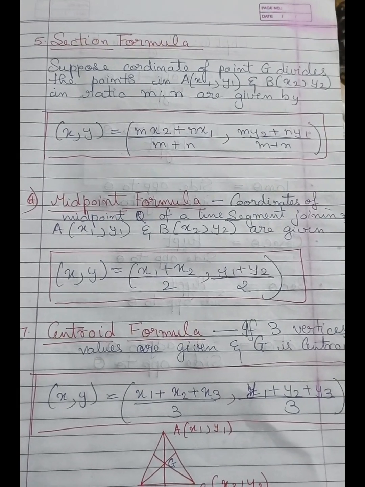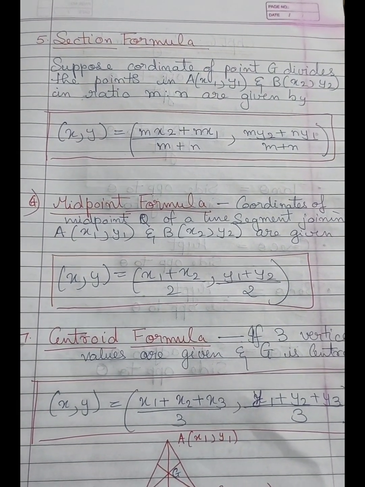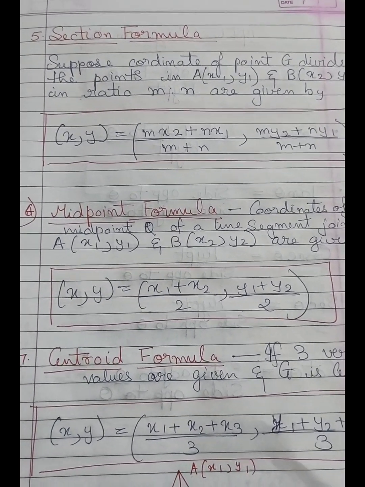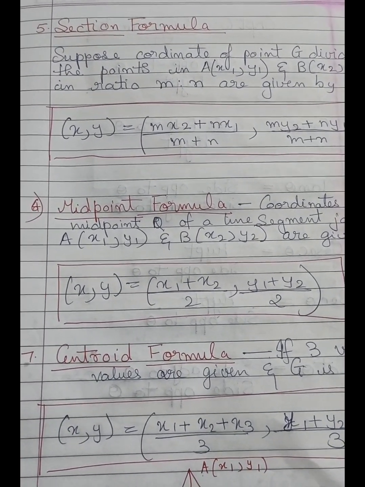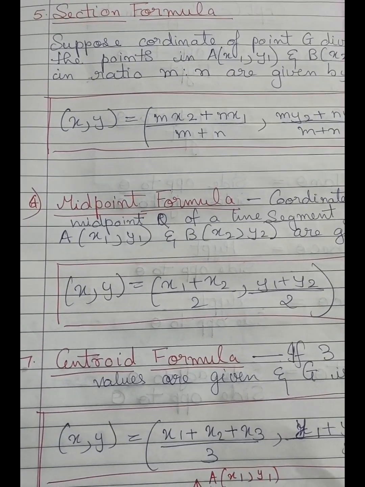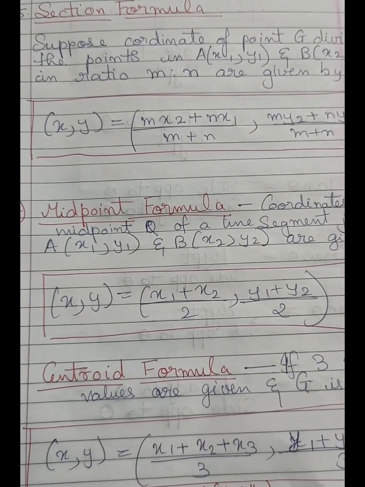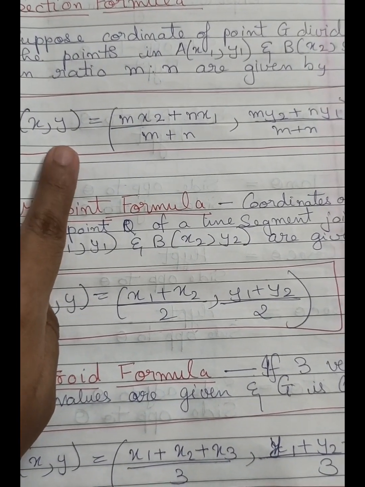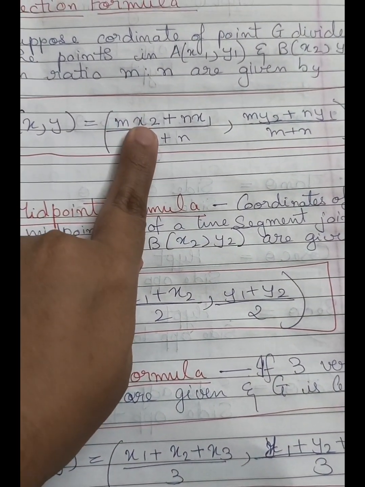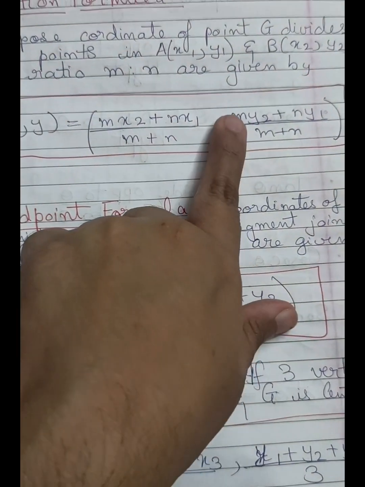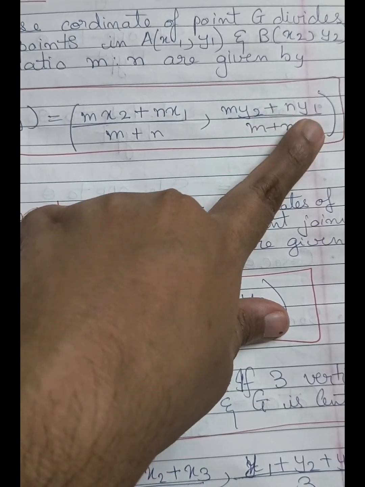Next one, you have the section formula. So if you have 2 points like A and B given to you and they have told you the word ratio, or m is to n, means you are dividing a line into two parts, not equal but two parts, then x, y will be m x2 plus n x1 upon m plus n, and m y2 plus n y1 upon m plus n.